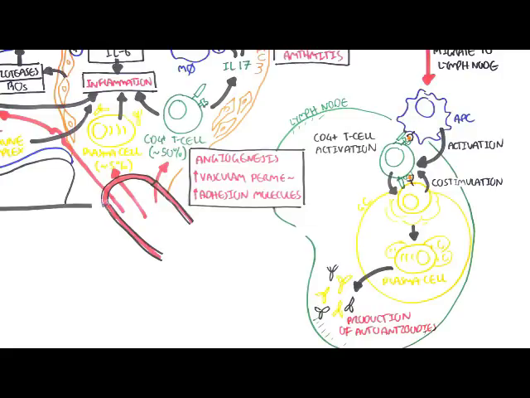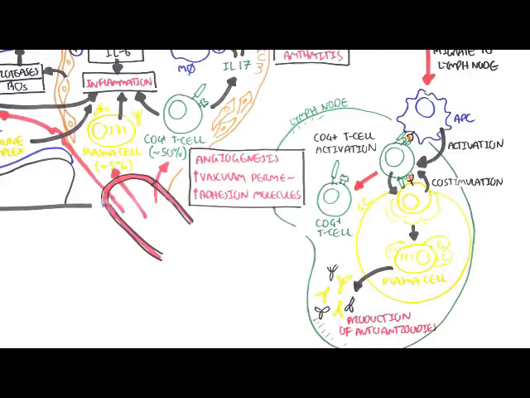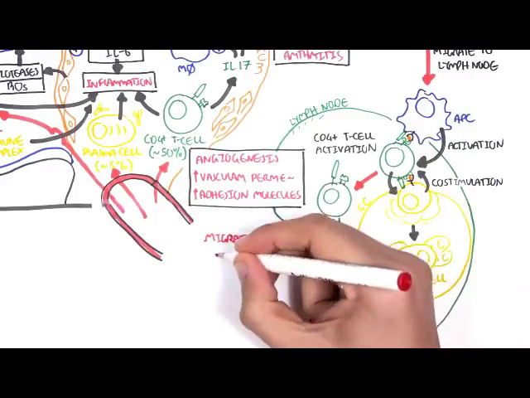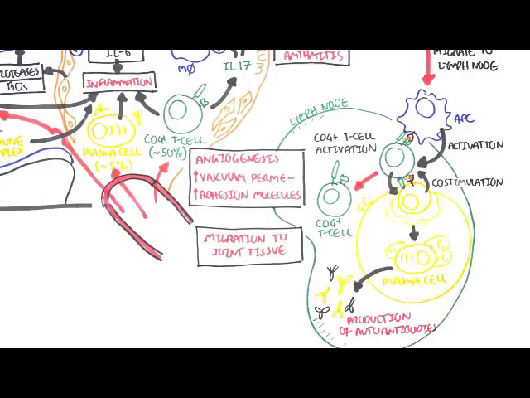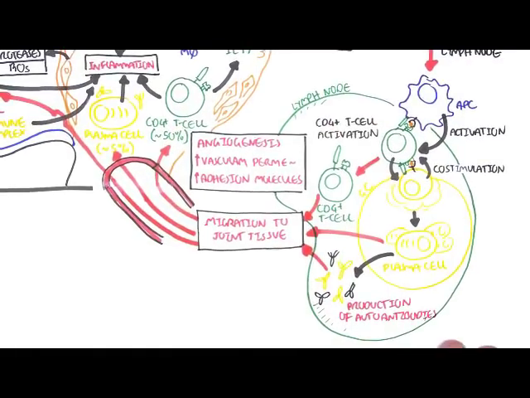So then what? Well, you now have CD4 T helper cells, and then you have the antibodies and the plasma cells, and they will also have homing receptors and stuff like that, which will allow them to migrate to joint tissue. So that is how they move into the joints in rheumatoid arthritis. So I hope that made sense.